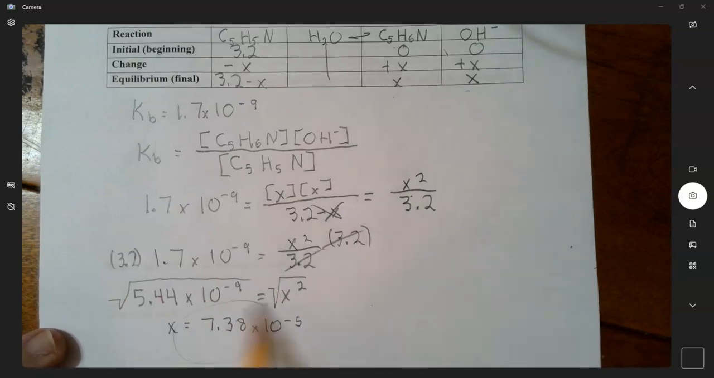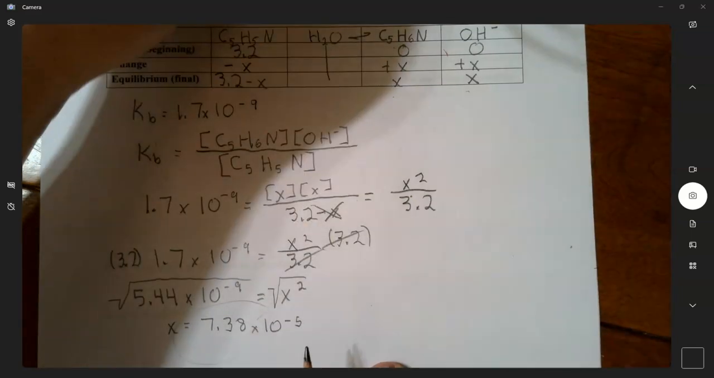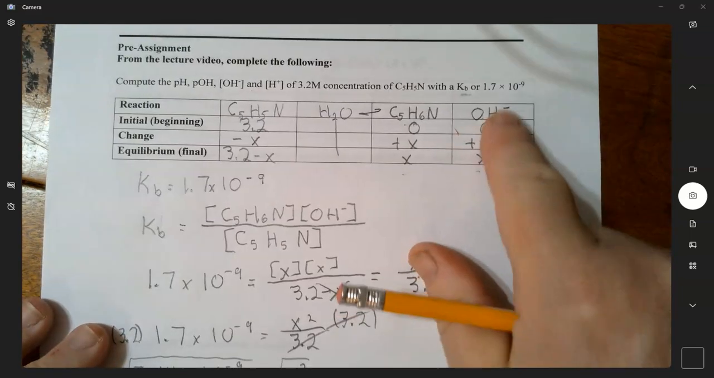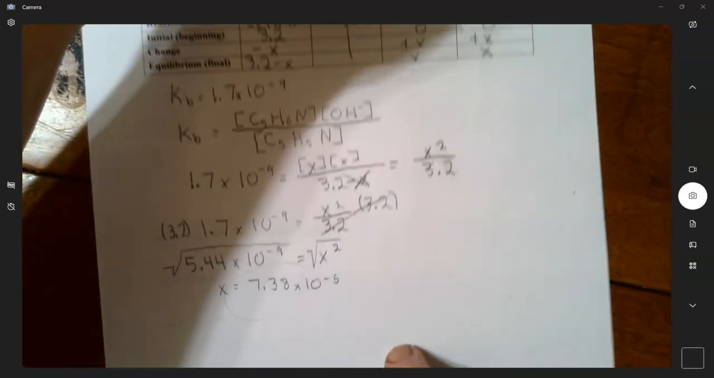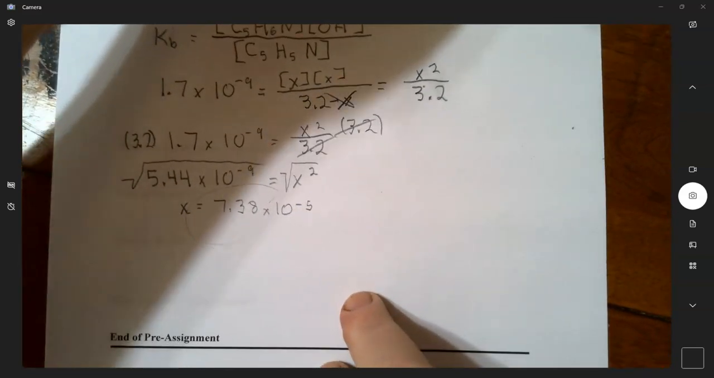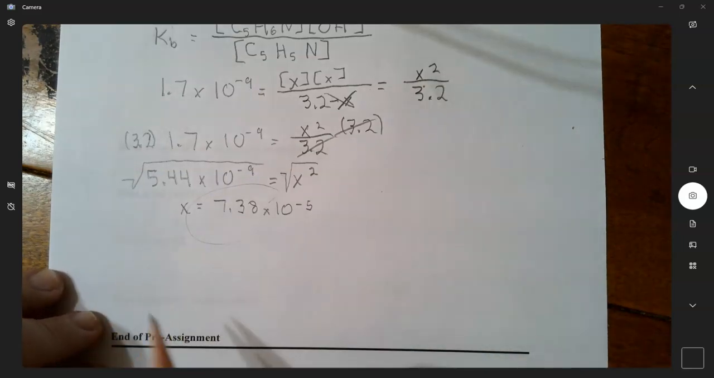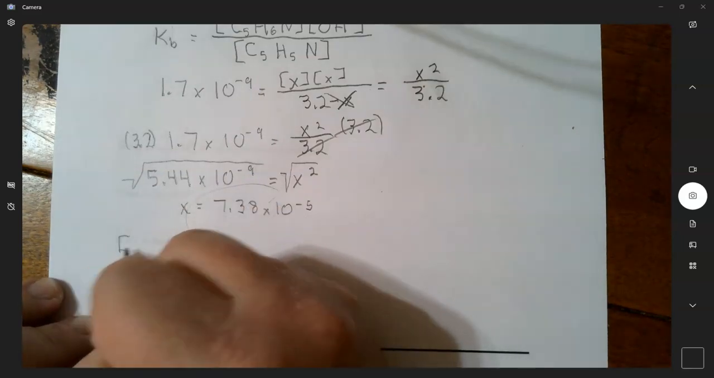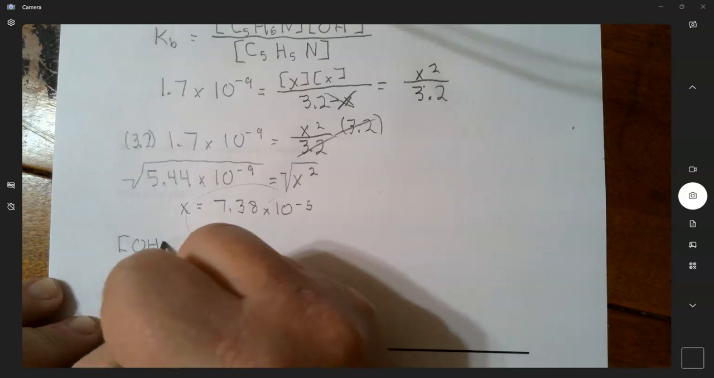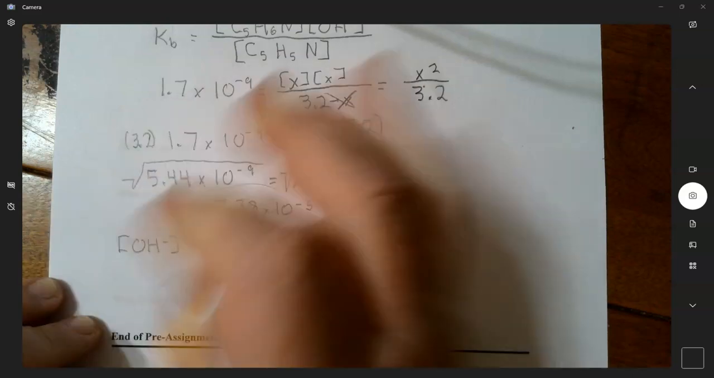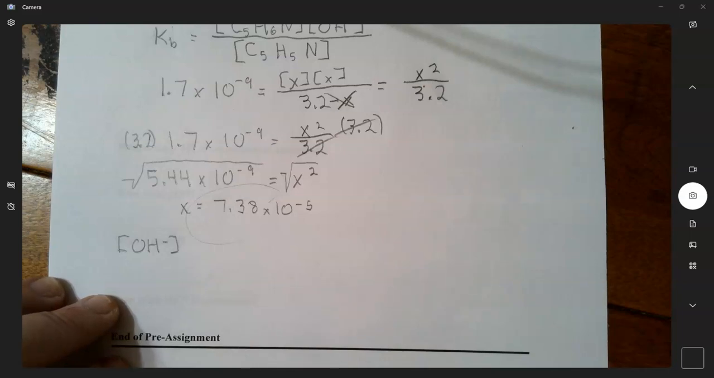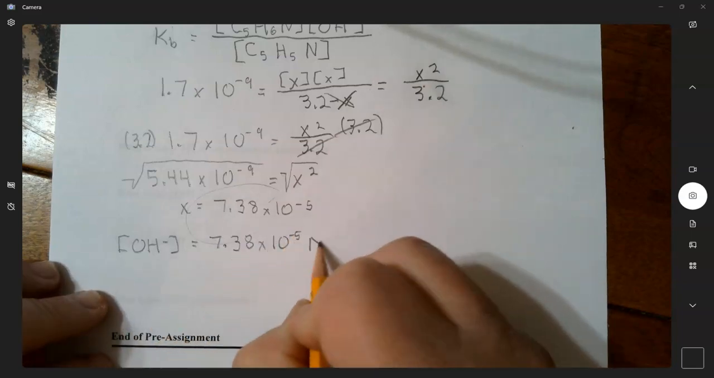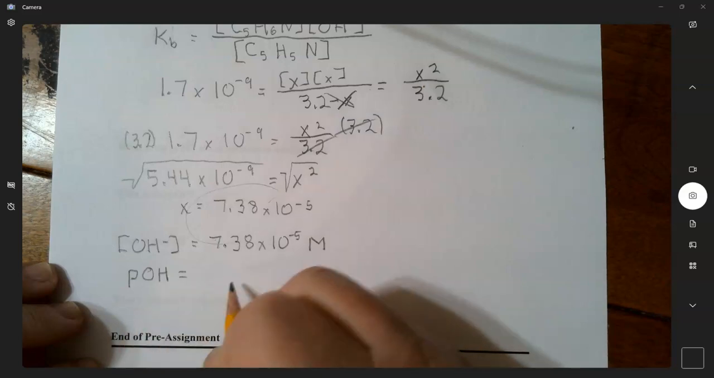So this is the value of X. That means the hydroxide, which is what we're really interested in, is that value right there. So we'll go ahead and calculate our 4 values that we're looking for. Again, the thing to remember is that this is a hydroxide, not a hydronium anymore, because it's a base reaction. And now you're calculating a pOH.